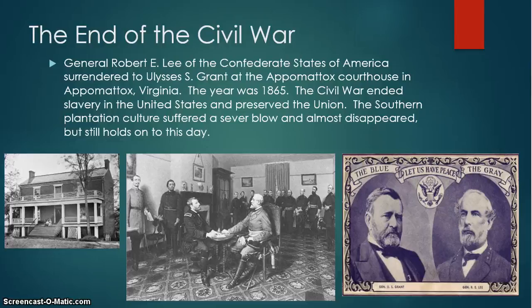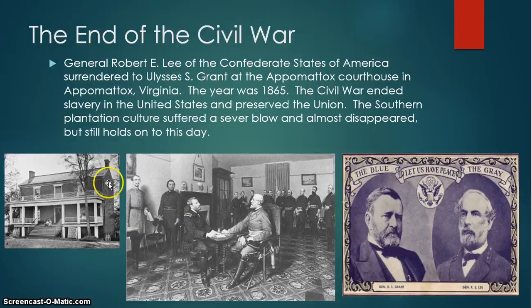The end of the Civil War. General Robert E. Lee of the Confederate States of America surrendered to Ulysses S. Grant at the Appomattox Courthouse in Appomattox, Virginia. The year was 1865. The Civil War ended slavery in the United States and preserved the Union. The Southern plantation culture suffered a severe blow and almost disappeared, but still holds on to this day.